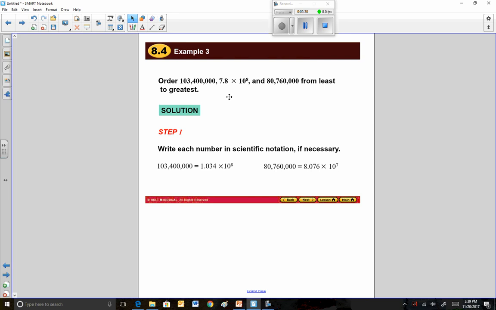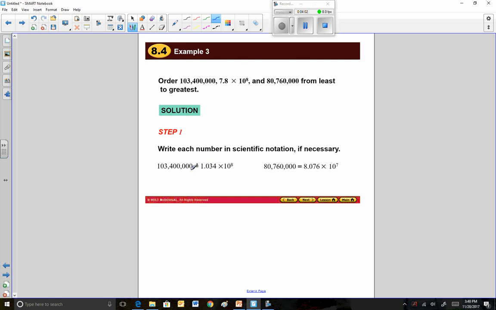Example 3. Order these 3 numbers. Well, this is a huge number over here, 103,400,000. Compare it to 7.8 times 10 to the 8th power and 80,760,000. So you're supposed to be able to order them from least to greatest. So first of all, convert them all to scientific notation. So this number in scientific notation, this is a very large number, so we will have an exponent that is positive.